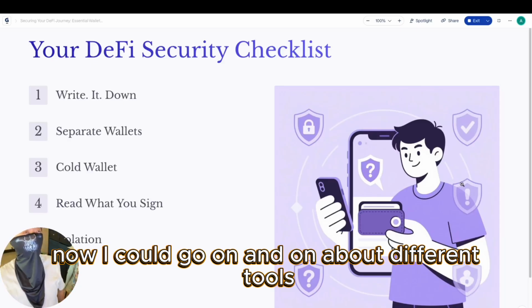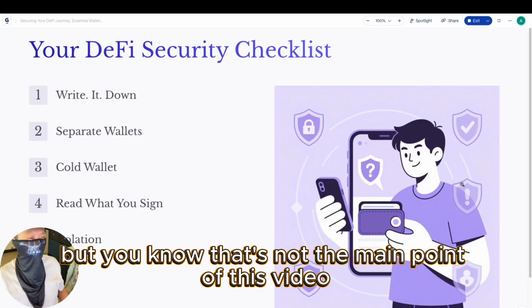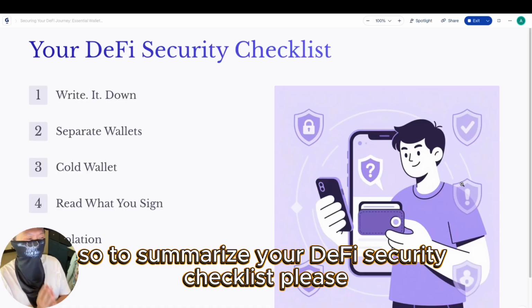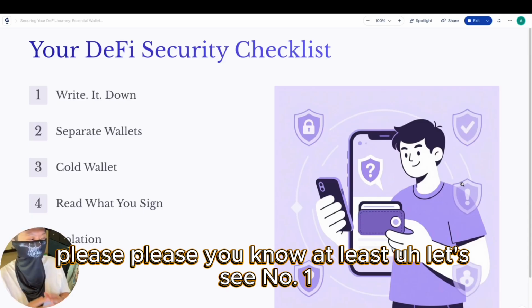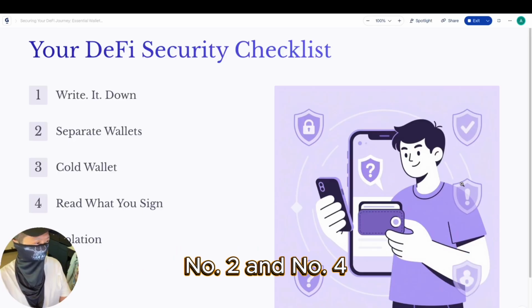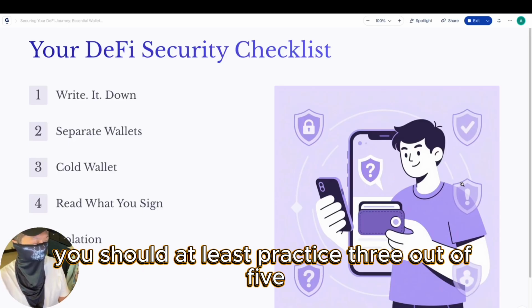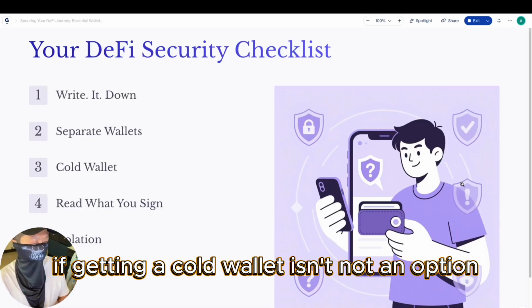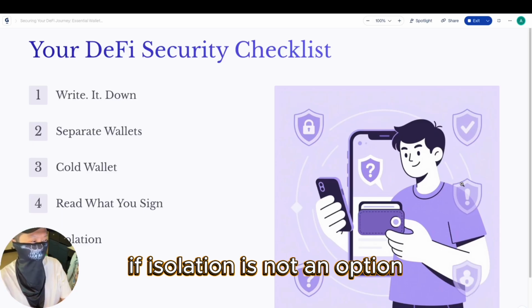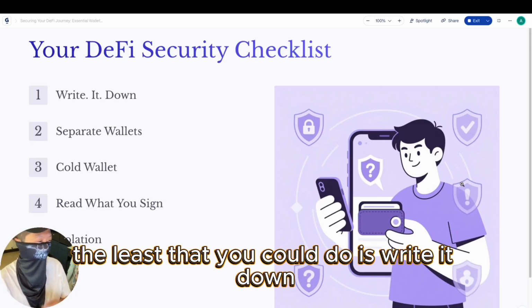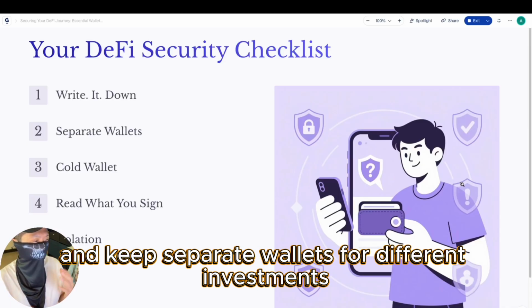Now, I could go on and on about different tools, but that's not the main point of this video, and this video is running for way too long already. So, to summarize your DeFi security checklist, please, at least number 1, number 2, and number 4. You should at least practice 3 out of 5. If getting a cold wallet is not an option, if isolation is not an option, the least that you could do is write it down, read what you sign, and keep separate wallets for different investments.